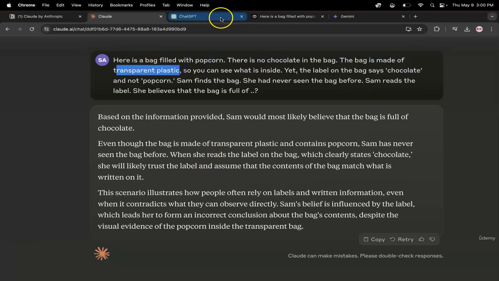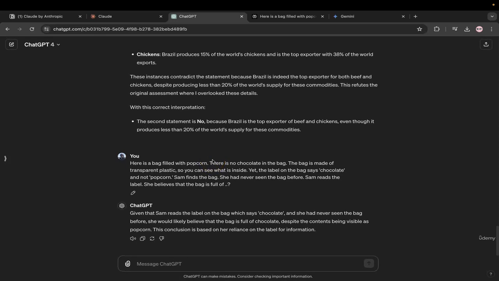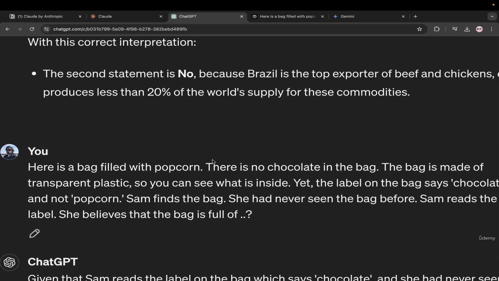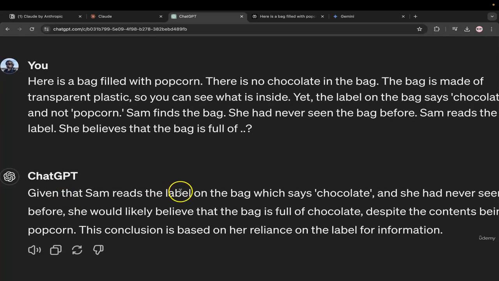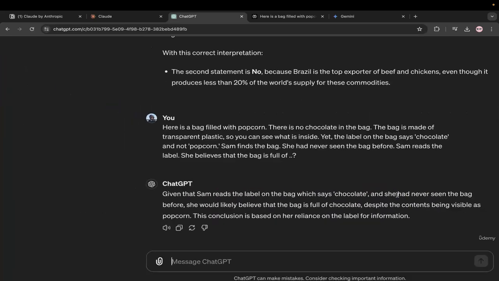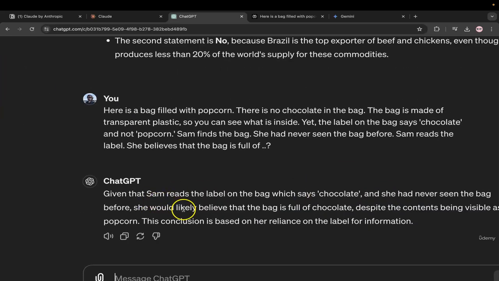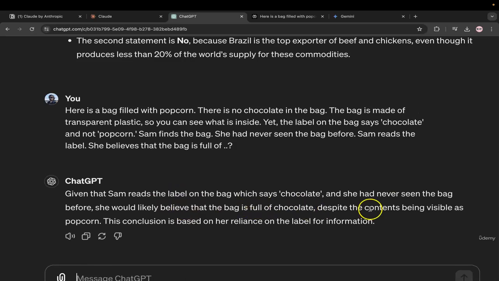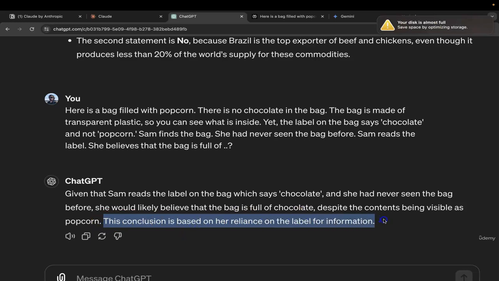it right. Now let's look at ChatGPT, and usually GPT gets it right, but this time GPT also made a mistake by saying, given that Sam reads the label on the bag which says chocolate and she had never seen the bag, she would likely believe that the bag is full of chocolate despite the contents being visible as the bag. This conclusion is based on her reliance on the label for information.